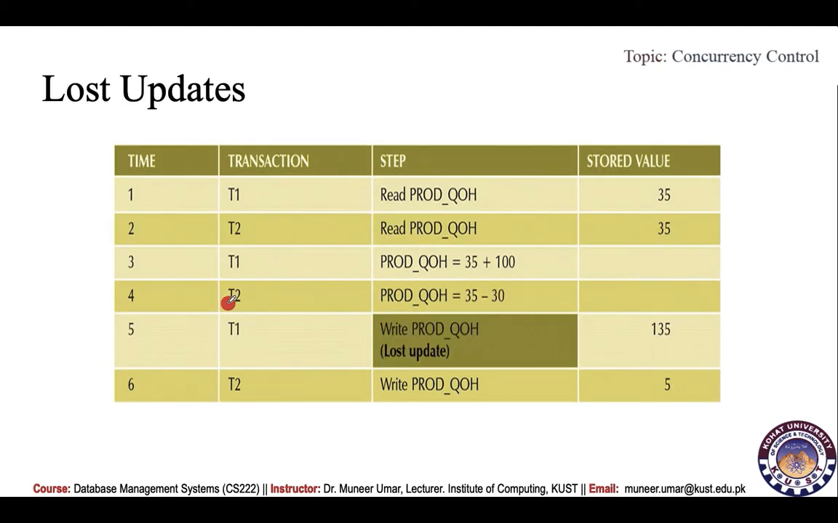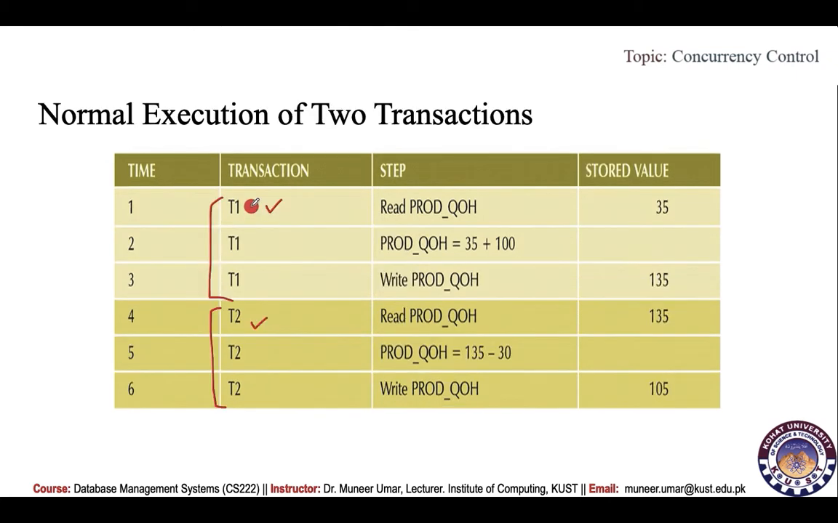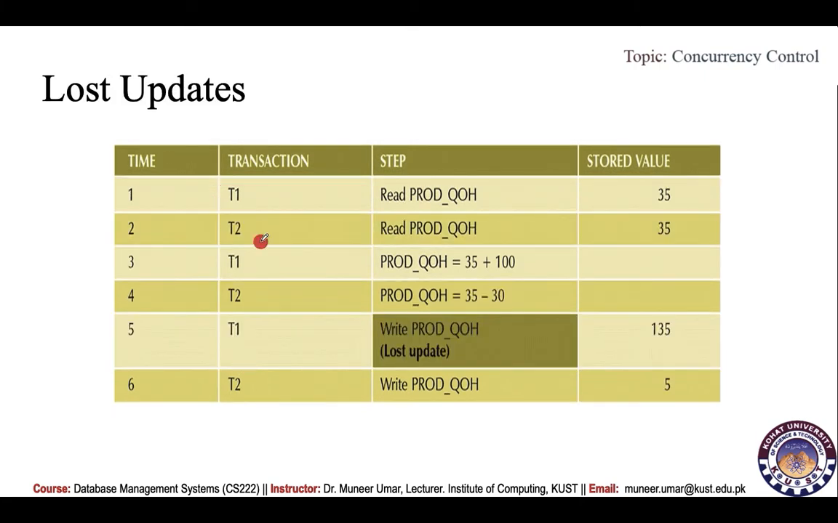Now, in case of lost updates, here the transactions are in a parallel fashion. Both are executing at the same time. In the previous case, T1 got executed and then T2, and here we have these transactions in parallel mode. T1, then T2, T1, T2, T1, and T2. Now here we may get the issue of lost updates.